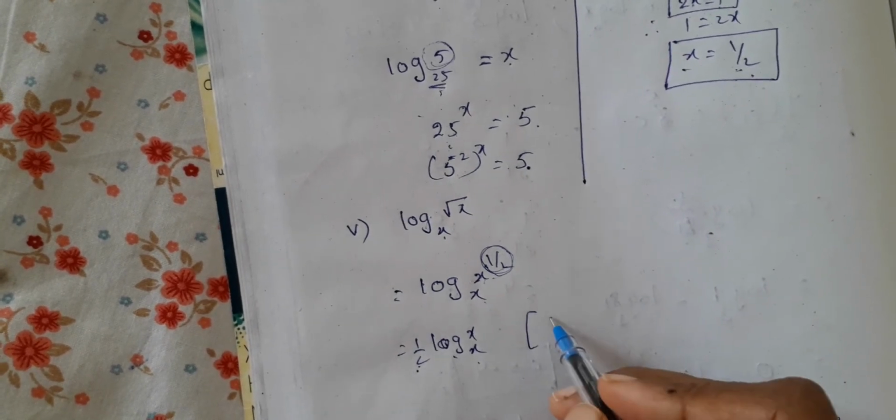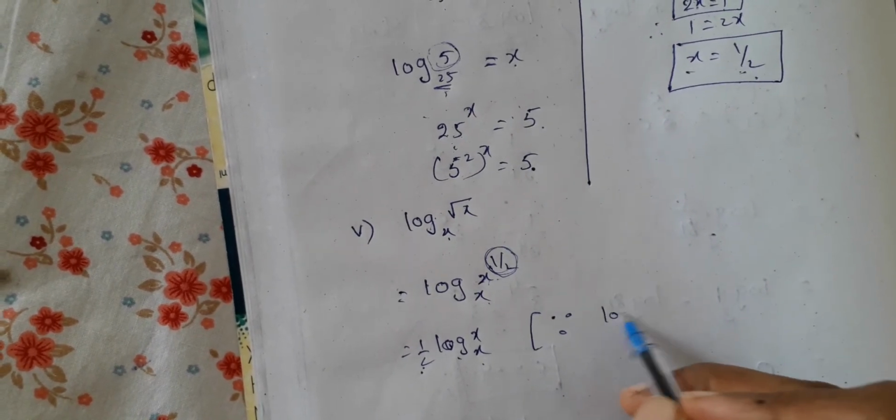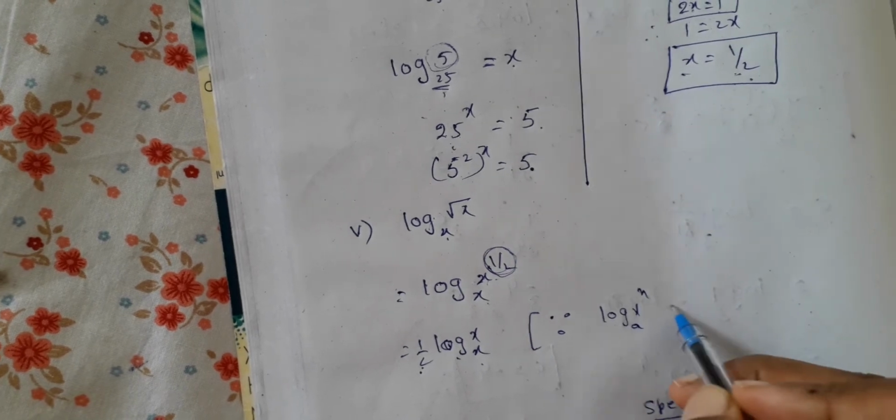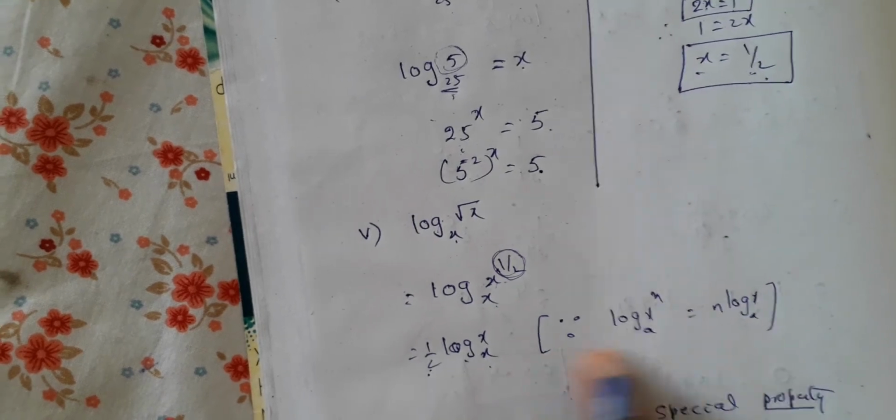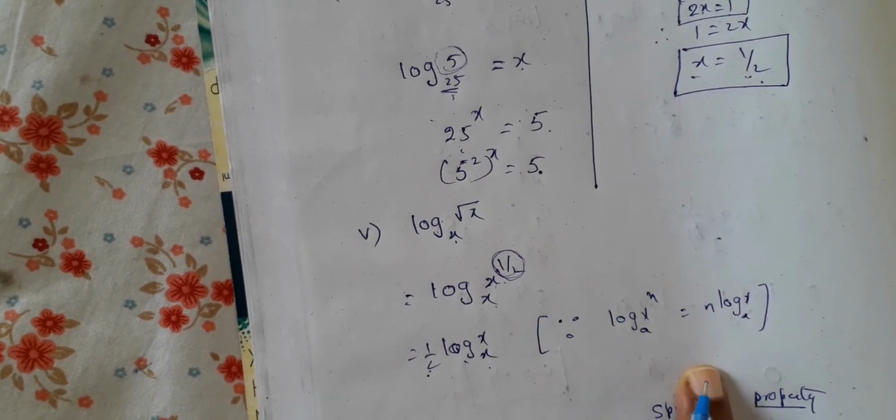So what is the property you are using? Log x base a power n is equal to n log x base a. This is the formula you are using. This is the property you are using.